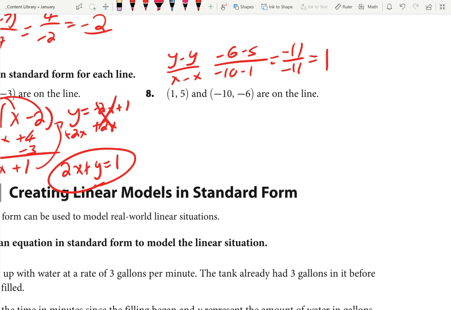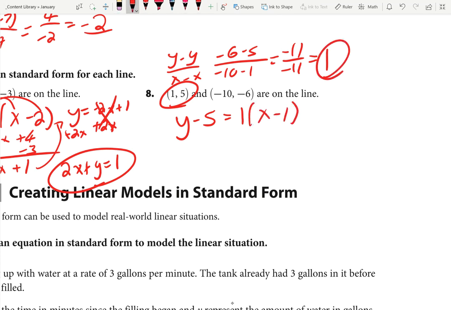Now, we can use either of these points. I'm going to use this one just because it seems easier. So if I use point-slope form, it would be this. Y minus 5 equals 1, that's the slope here, times x minus 1. The 5 is from the y value here, and this 1 is from the x value here. And then that 1 is from our slope.